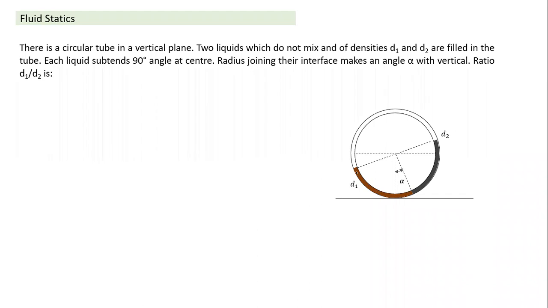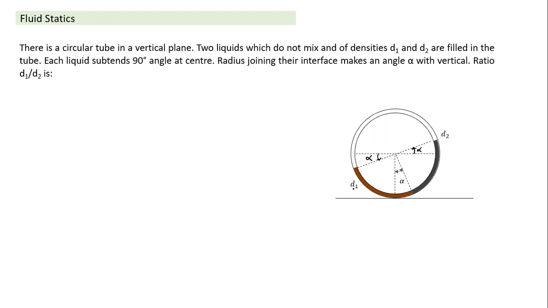But if densities are not equal, the one which is heavier will tend to go down, and the lighter will tend to go up. Of course, here D1 has a greater density than D2. And the boundary, which would have been right here at the vertical if densities were equal, shifts by angle alpha. Very easy to understand: if this moves by angle alpha, this interface also will move by angle alpha, and this interface also will move by angle alpha. What were we required to calculate in this examination? Each liquid subtends 90 degrees at the center, and the radius joining the interface makes an angle with the vertical. What is the ratio of D1 and D2?